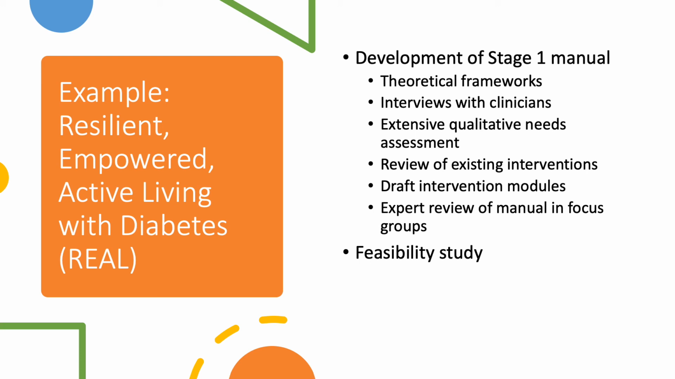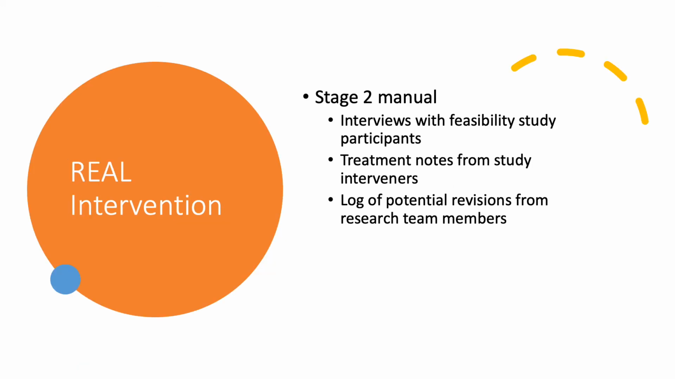So there were a number of steps, and not all of these are qualitative. Feasibility is not necessarily qualitative. But as part of the feasibility study, they did get feedback from the target users of the intervention. And from that, they developed a more refined manual. Again, they did interviews with those study participants. They looked at treatment notes from the study interveners, and they kept a log of revisions from the research team members as they were conducting the feasibility study, they kept track of suggested changes and improvements. So these are, again, just a few examples of how qualitative research can inform intervention development.